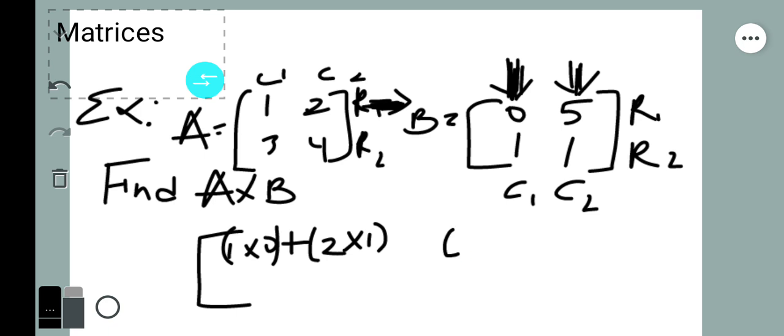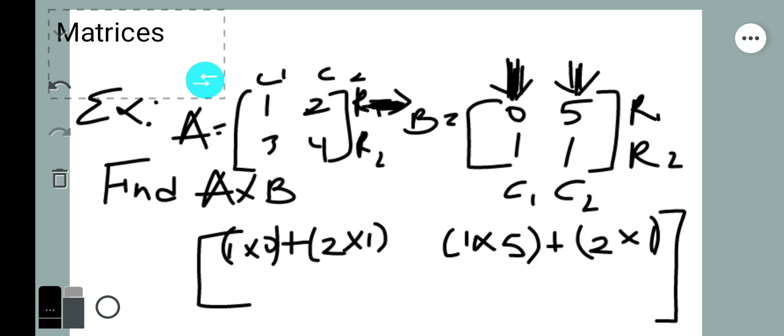You have gotten element 1 from row 1 times column 1. So element 2, which is what I'm solving, will come from row 1 times column 2. That will be 1 times 5, plus 2 times 1. You see, that is this 1 times this 5, plus this 2 times this 1. So we are done with row 1: row 1 multiplies column 1, which is this, and row 1 also multiplies column 2, which is this.